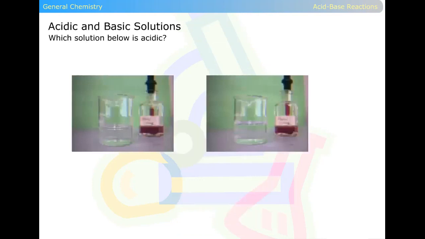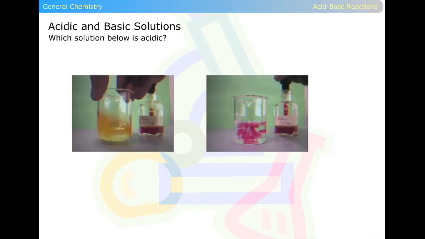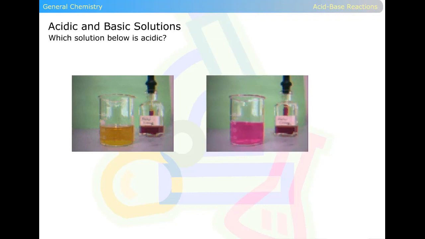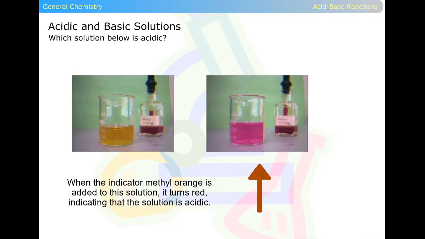Acidic and basic solutions. Which solution below is acidic? When the indicator methyl orange is added to the solution, it turns red, indicating that the solution is acidic.